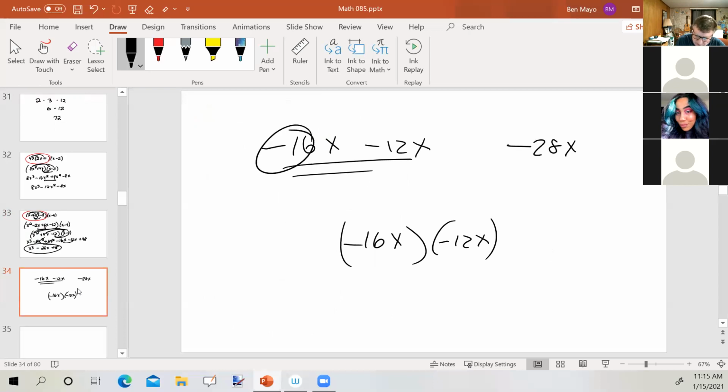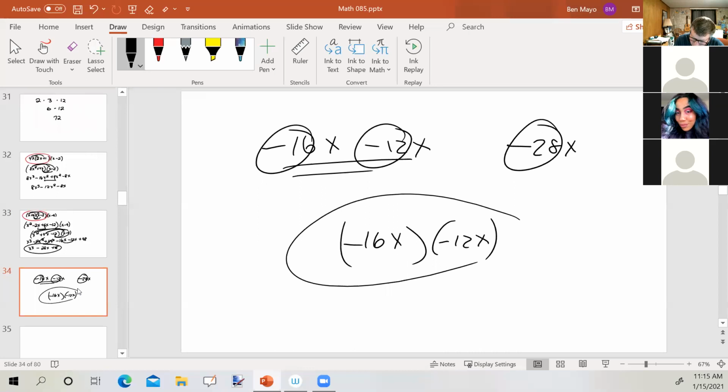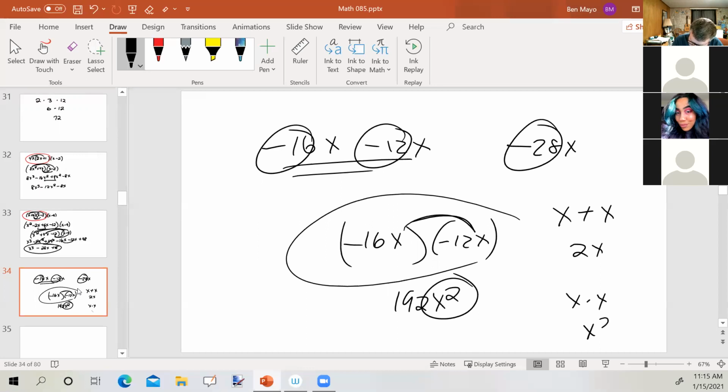We've got minus 16 of something, minus 12 more of something. We've got minus 28 of something. Here, when we're multiplying, negative times negative is positive. 16 times 12 is 160 and 32, 192x squared, because here we're multiplying. Or break it down a little simpler. X plus X is 2X. X times X is X squared. Not the same thing.